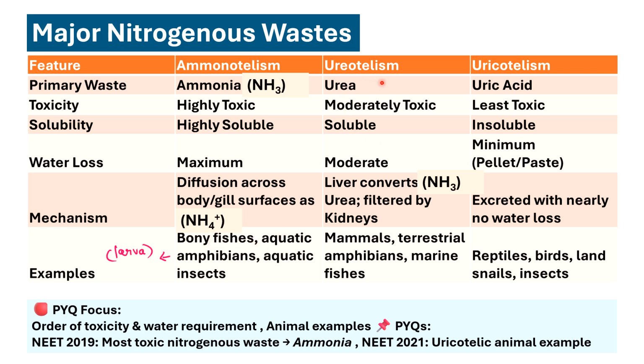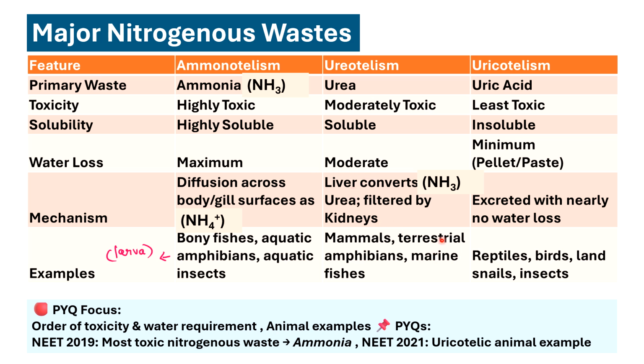Now coming to urea. Because it needs moderate water, ureotelism is found mostly in mammals, terrestrial amphibians and marine fishes. Now urea is converted from NH3 in the liver and it is filtered by the kidney. So this particular statement, where ammonia is converted to urea, is very important. You should remember, conversion of ammonia to urea takes place in the liver.